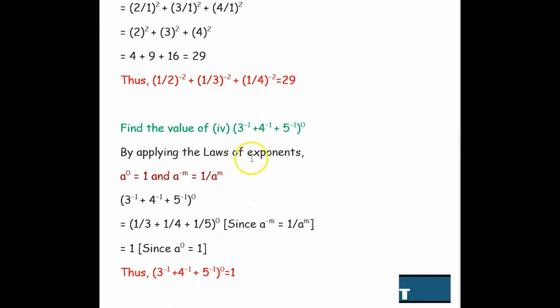Next is find the value of 3 raised to the power minus 1 plus 4 raised to the power minus 1 plus 5 raised to the power minus 1, the whole raised to the power of 0. So we know that the law of exponent is a raised to the power 0 is 1 and a raised to the power minus m is 1 divided by a raised to the power positive m. So we can write 3 raised to the power negative 1 as 1 divided by 3 plus 1 divided by 4 plus 1 divided by 5, raised to the power of 0. Any integer raised to the power 0 is 1. So the answer is 1.